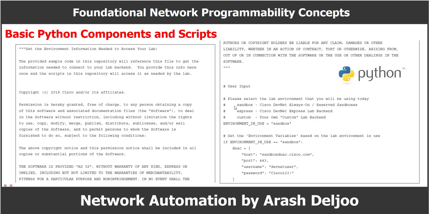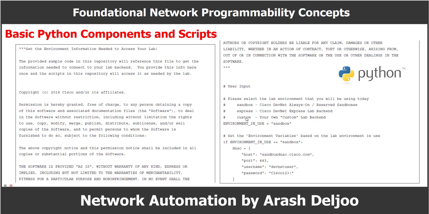As you can see here, we have sandbox, we have express, and also custom. Sandbox: the line in this Python script that says environment in use equal to sandbox corresponds to the selection of the sandbox type of lab environment available through DevNet. In this instance, sandbox refers to the always on and reserved sandboxes that can be accessed through http://developer.cisco.com. Also, about the Express, this is the backend that is used for the DevNet Express events that are held globally at various locations and Cisco office locations, as mentioned earlier in this video.